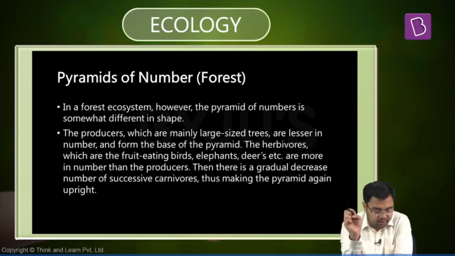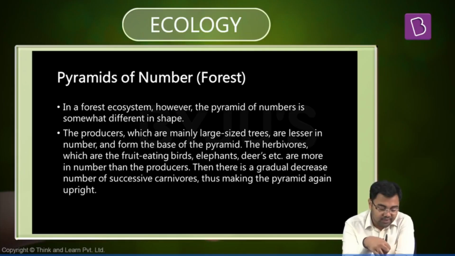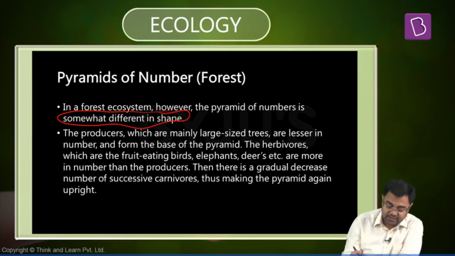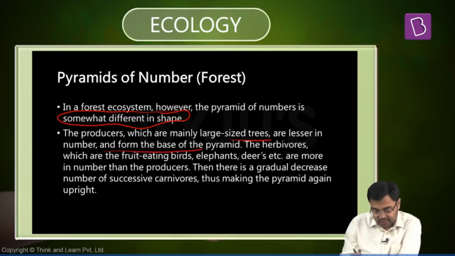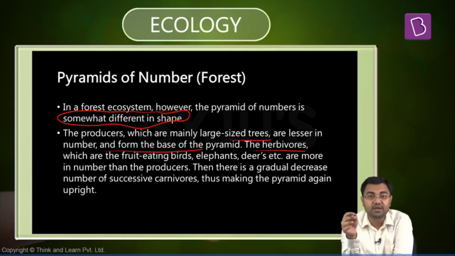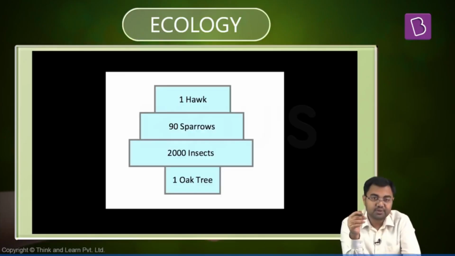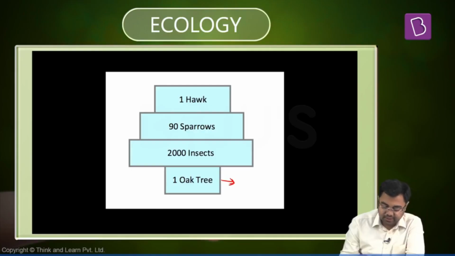Now in a forest ecosystem, the pyramid of number is somewhat different in shape. The producers, which are mainly large sized trees, are lesser in number and they form the base of the pyramid. The herbivores, which are fruit eating birds, or it can be deer, it can be elephant, etc., are more in number than the producers. Then there is a gradual decrease in the number of successive carnivores again, and that's why this pyramid again after this point is upright. So if we talk about this factor, you start with one tree.